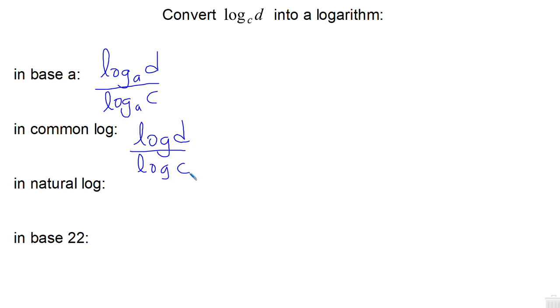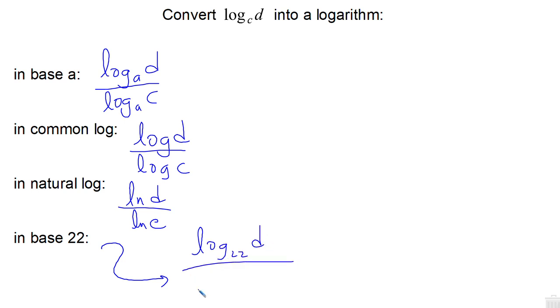You want it in natural log? It's just natural log d over natural log c. And if you want it in base 22, then it's just log base 22 of d over log base 22 of c. And that's really all there is to the change of base formula for logarithms. Pretty straightforward proof, and it's really easy to do. That's it.